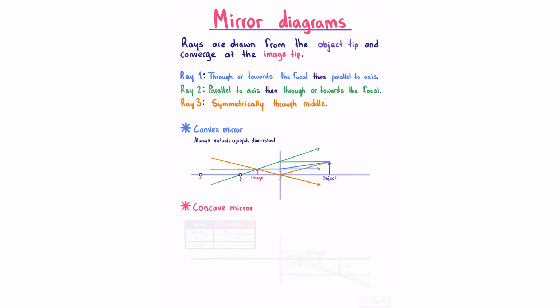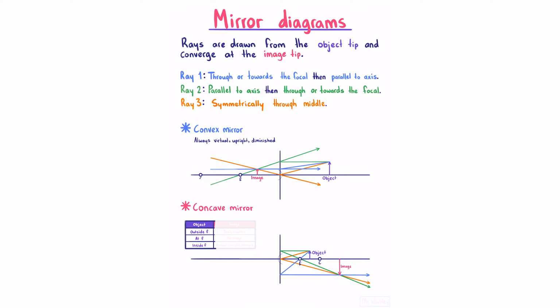For a concave mirror, the nature of the image depends on where the object is in relation to the focal point. For this example, we'll consider an object outside the focal point. Our first ray goes through or towards the focal, and then parallel to the axis. Our second ray goes parallel to the axis, then through the focal. And our third ray is symmetrically about the middle, giving us a real convergence and the location of our image.